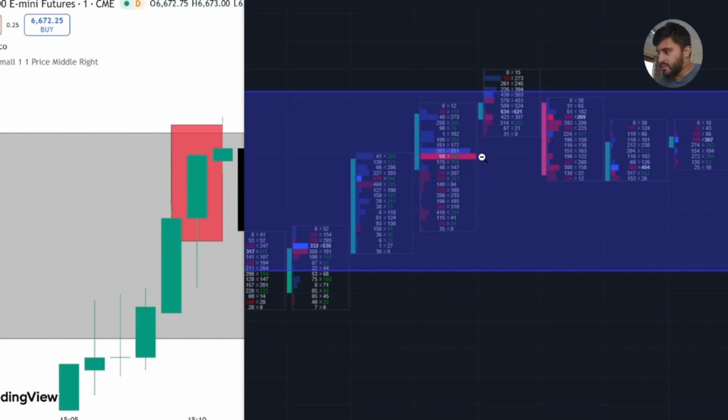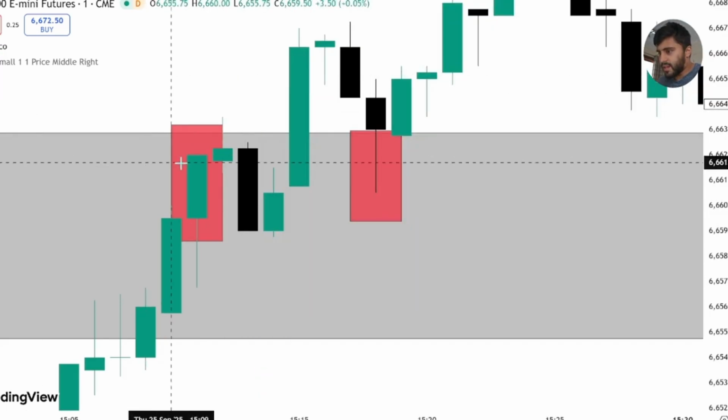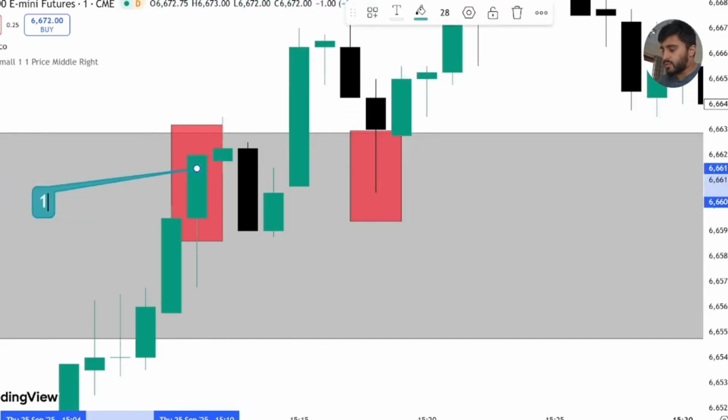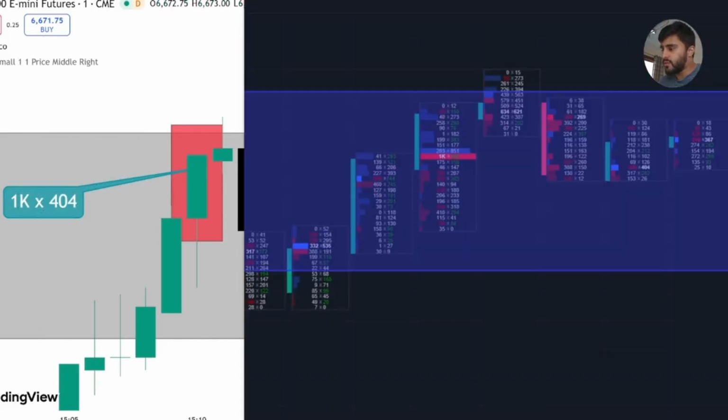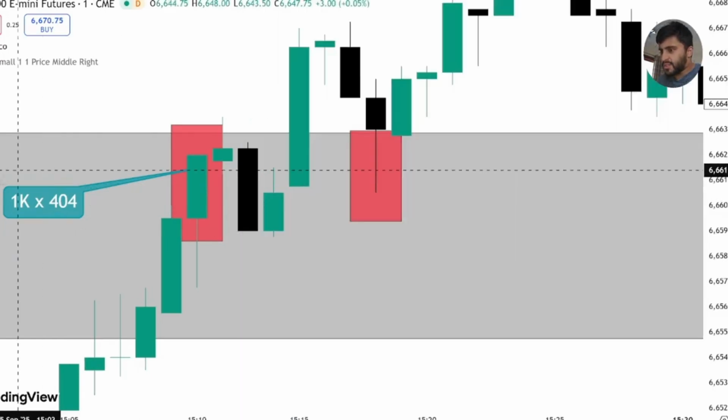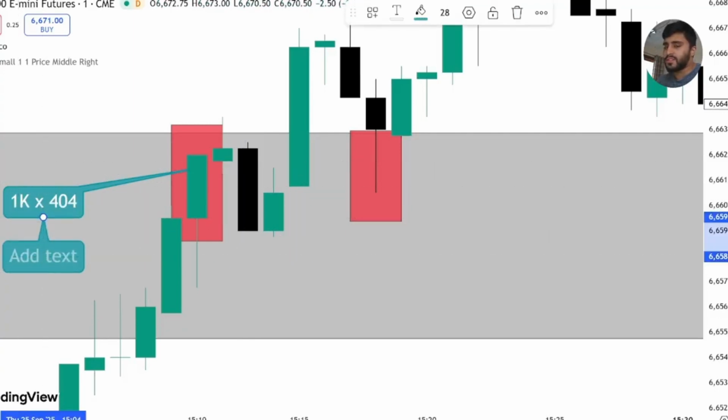Now, I'm going to zoom in. What this candle is showing you on the order flow is it says 1K for 404. So this is 1,000 for 404. So here we have a green candle, and a green candle, we know by definition, means prices are going higher. We see higher prices, but we see 1K for 404. So what this tells us is that there's more.